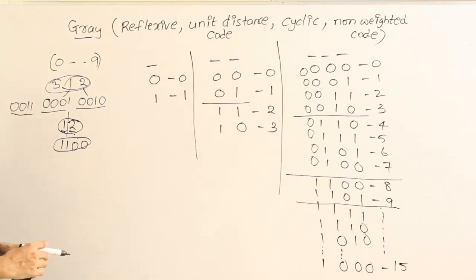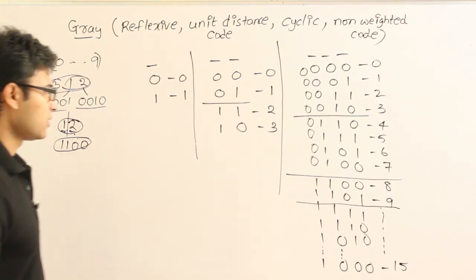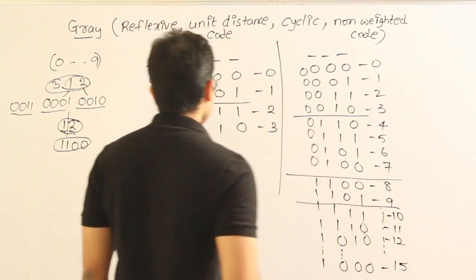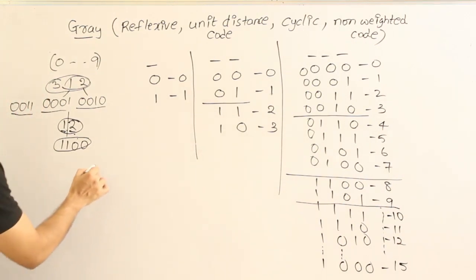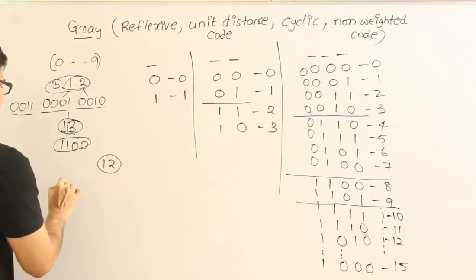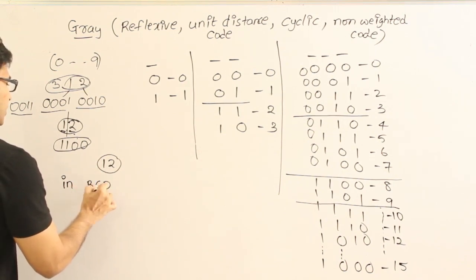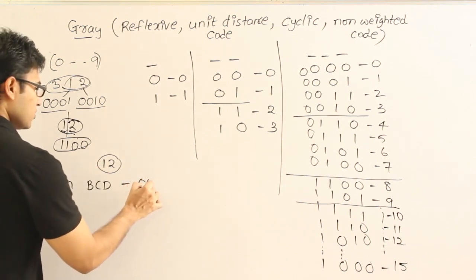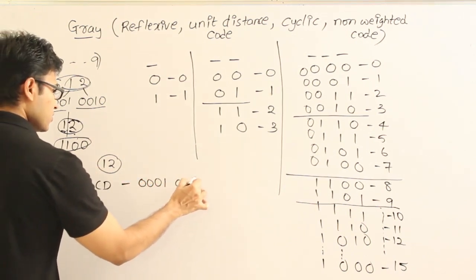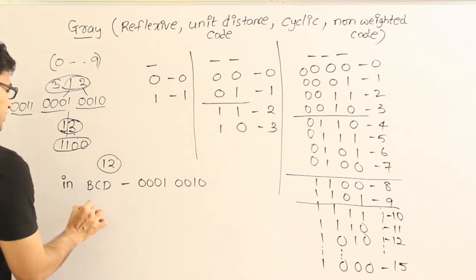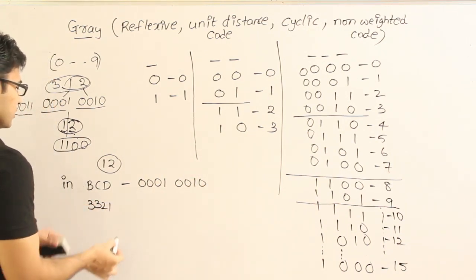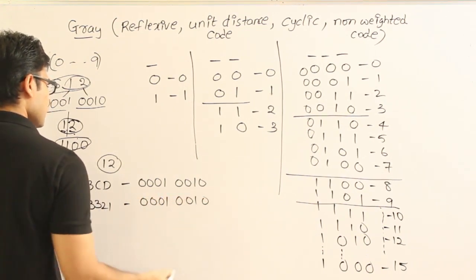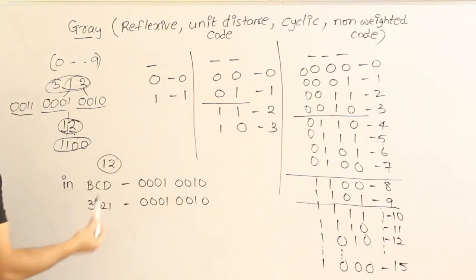Don't worry, I'll take an example and explain what it means. See, this is 10, this is 11, and this is 12. Now tell me how to represent the number 12 in BCD. In BCD, I have to represent 1 and then 2, which means 0001 and then 0010. This is number 12. How to represent this number in 3321 code? In 3321 code, 1 is 0001 and 2 is 0010, right? Both are the same; for this number it happened to be the same.